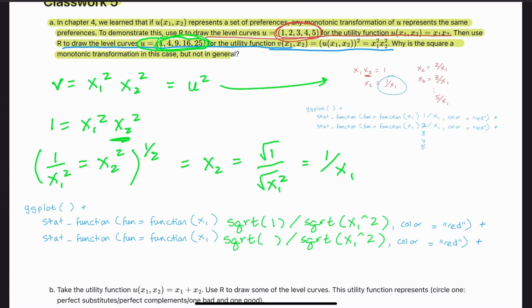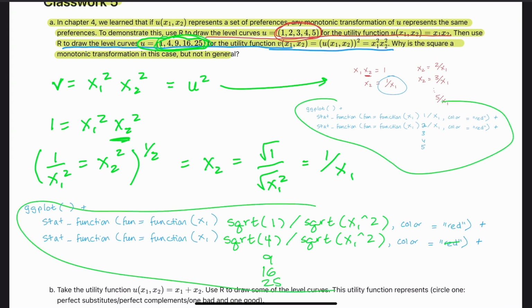Instead of saying square root of 1, we'll do square root of 4. And then a new color. And then square root of 9, 16, 25. When you run this code, you should see they create the same indifference curves, because this is a monotonic transformation. V is a monotonic transformation of U.